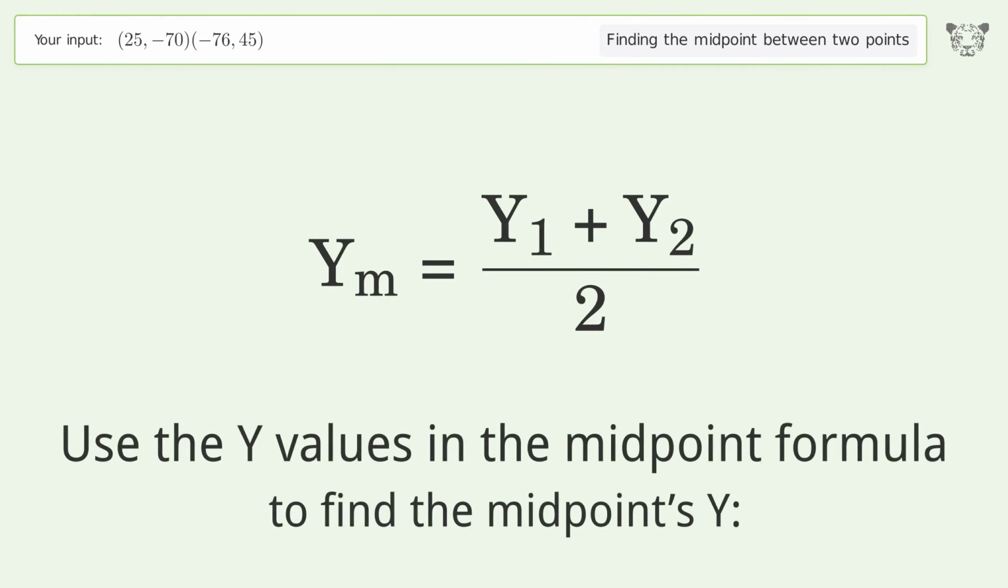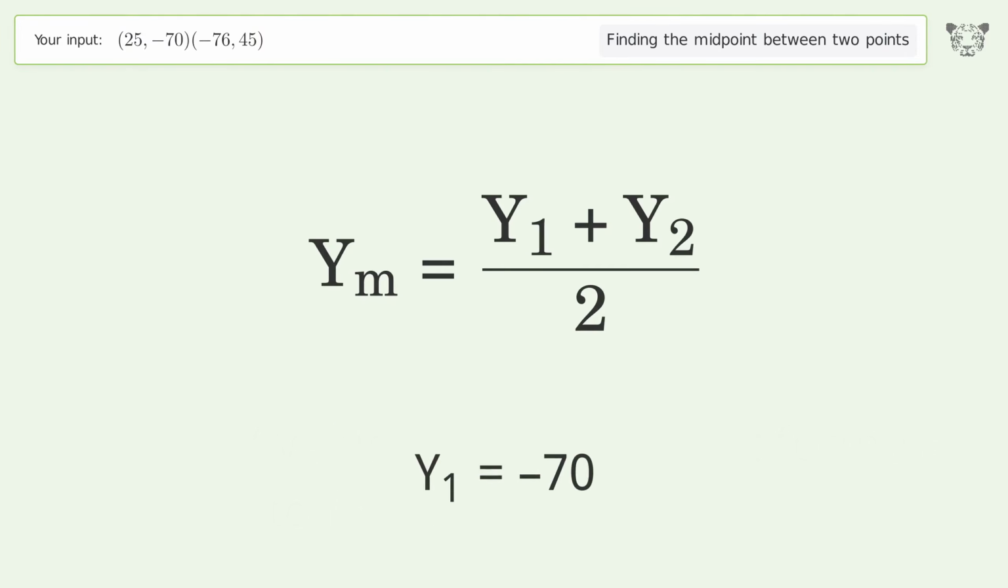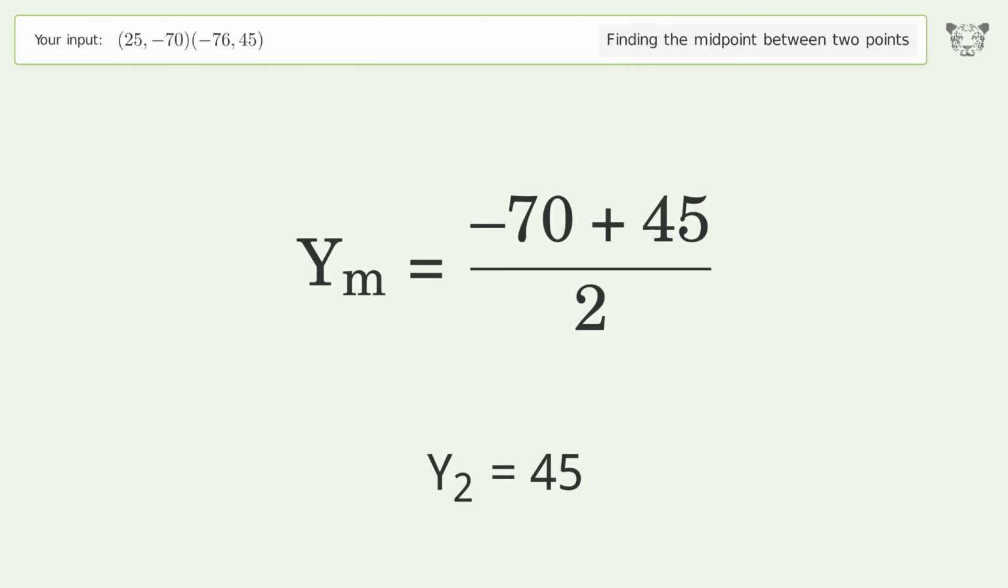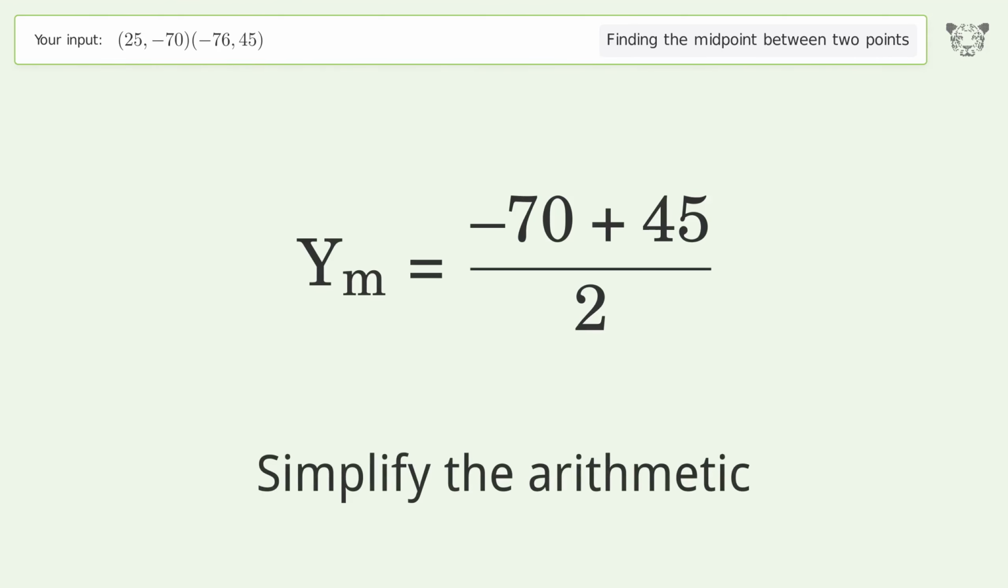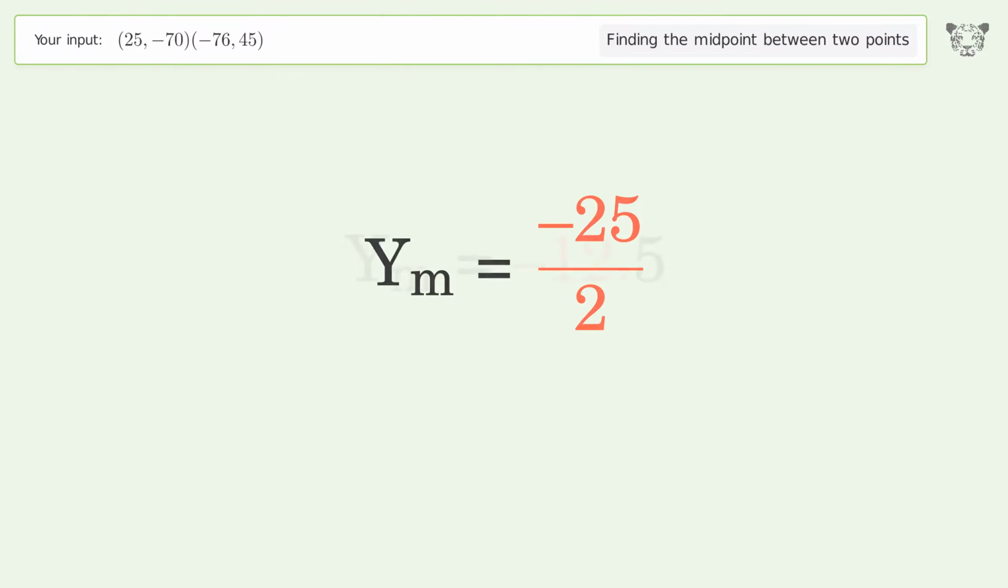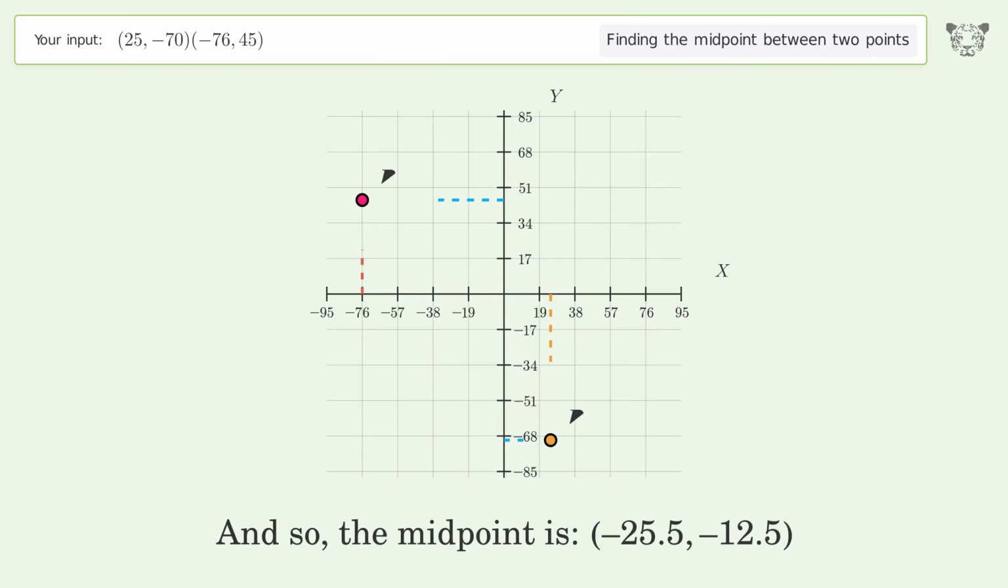Use the y values in the midpoint formula to find the midpoint's y. y1 equals negative 70. y2 equals 45. Simplify the arithmetic. And so, the midpoint is negative 25.5, negative 12.5.